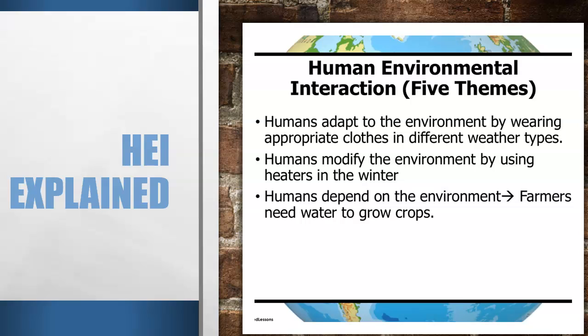As far as modifying your environment using heaters, if we think back when we were looking at the tilt of the earth, and we talked about if you live up there close to the Arctic Circle and you have nearly 24 hours of sunlight, you're going to have to adapt your environment by using some blackout curtains. So you do have that nighttime hours. Your body needs that.